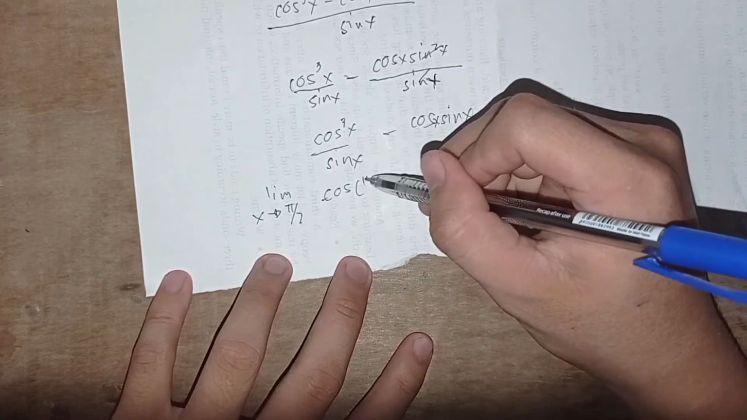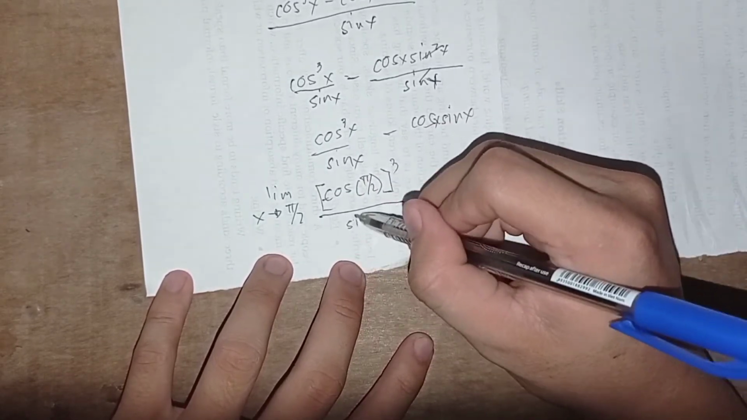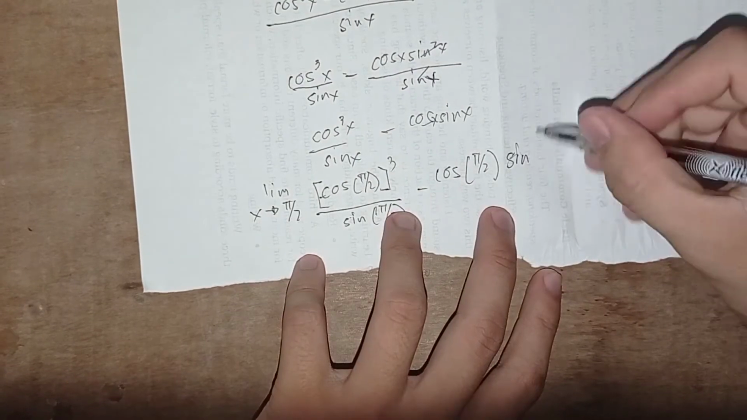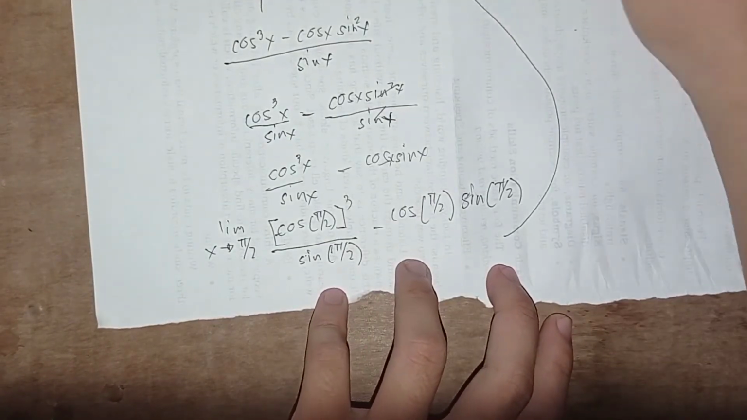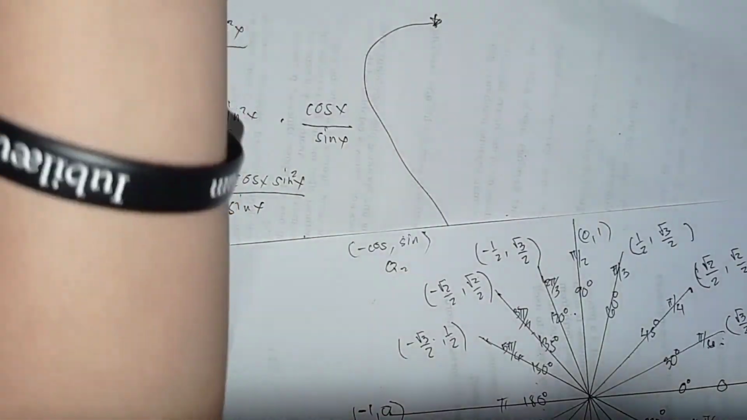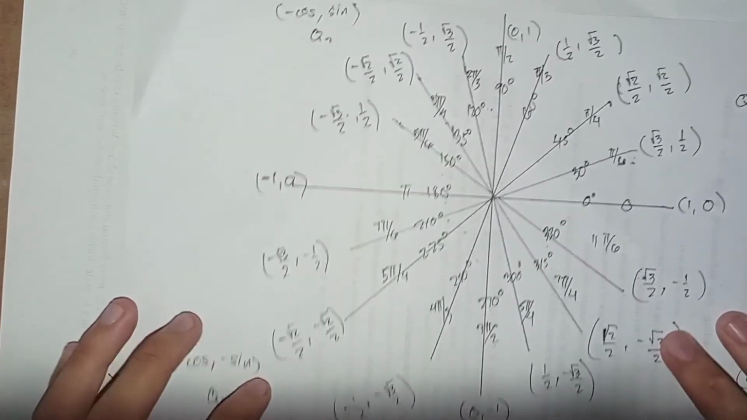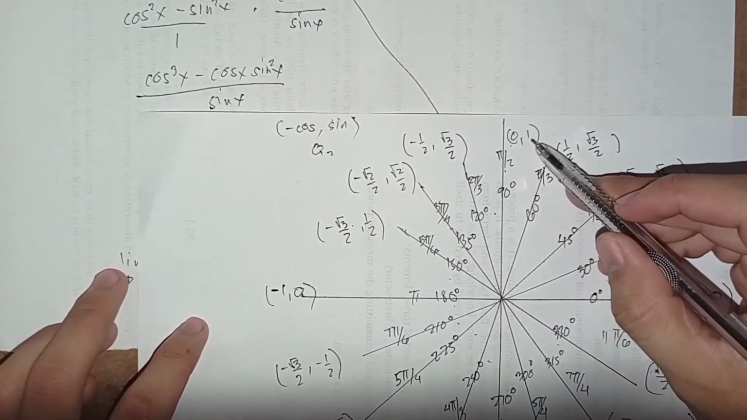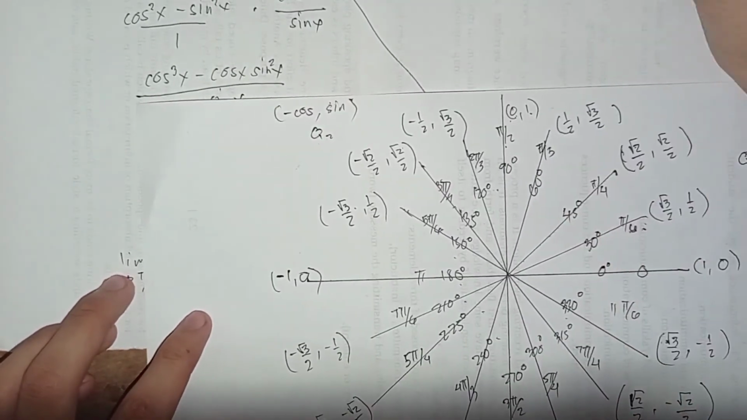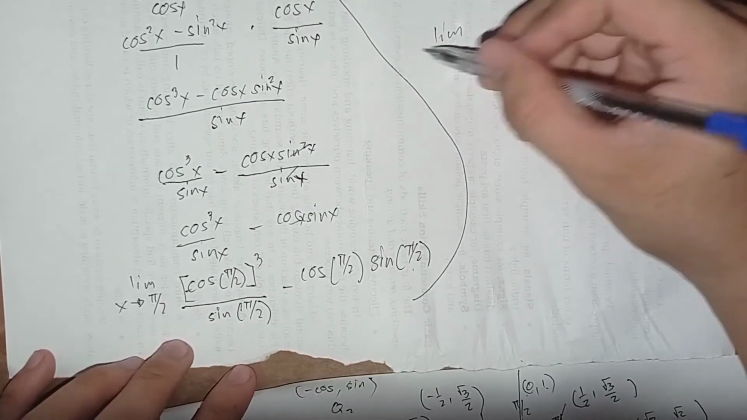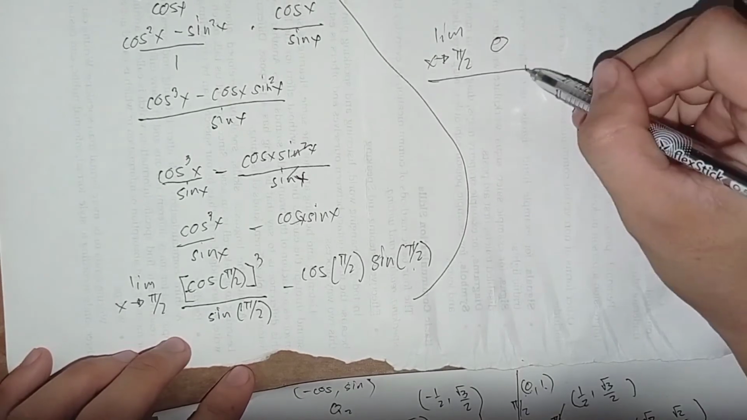Plug in pi over 2 into the cosine and sine. To get these values, we need the unit circle. Cosine of pi over 2 is equal to 0, and sine of pi over 2 is 1. So we get 0 minus 0. The limit as x approaches pi over 2 is 0.